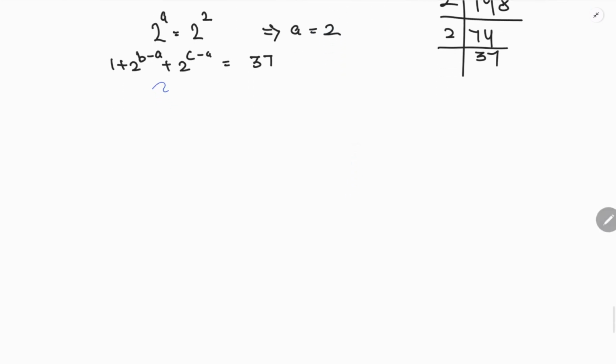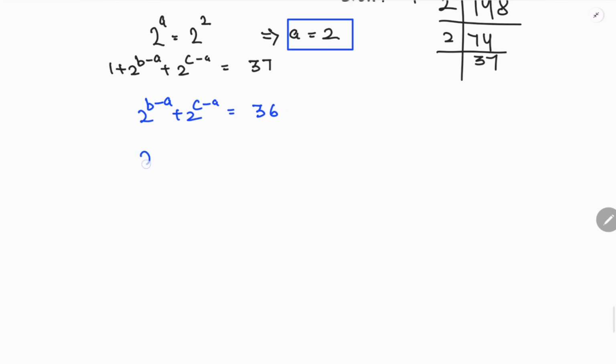Now, this thing 2 raised to power b minus a plus 2 raised to power c minus a is equal to 36. We have got a here, right? That is 2 raised to power b minus 2, since a is 2, plus 2 raised to power c minus 2 is equal to 36. Now we are adding powers of 2 and we are getting 36, right? So we need to break 36 into powers of 2 so that we can compare.